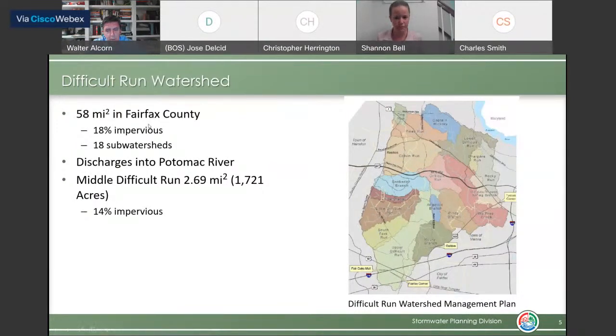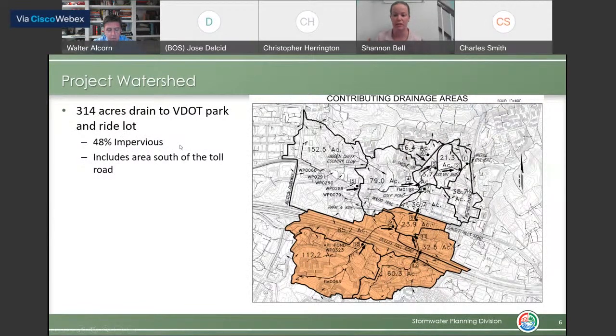So just for your knowledge, it's 58 square miles for Difficult Run Watershed and about 18% impervious. Then I came up with a drainage area that's specific to our site. Like I said earlier, 18% for the whole watershed. For our project, the drainage area is about 48% impervious, which is really high. Compared to the rest of Difficult Run, this is a very concentrated area of development, which is why we're experiencing these higher flows.